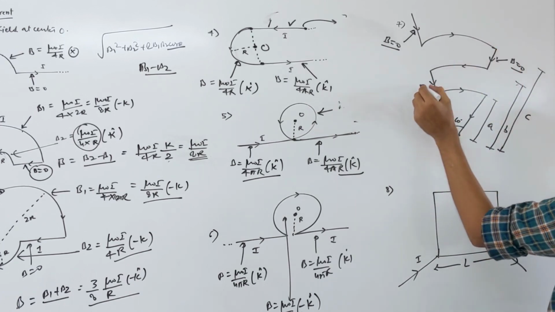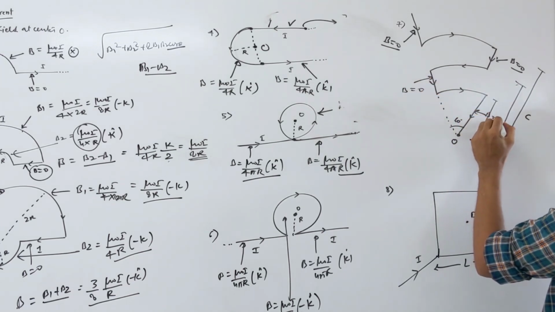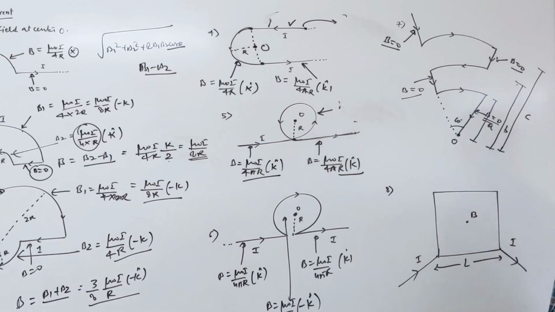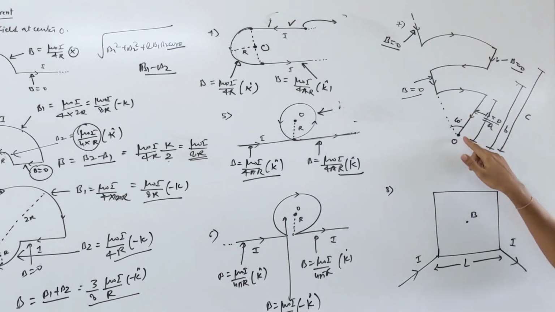So due to that also 0. Same due to this wire also 0. Due to that wire also 0. For the four straight wires, 1, 2, 3, 4, all fields are directly 0, because that point is along the length of all these wires. Now what is remaining?